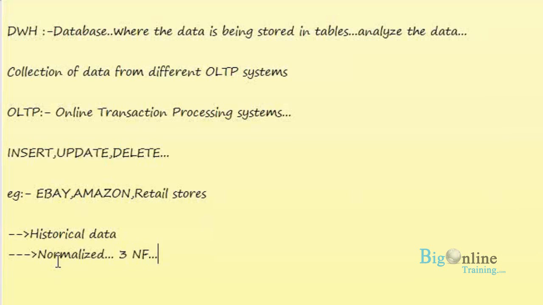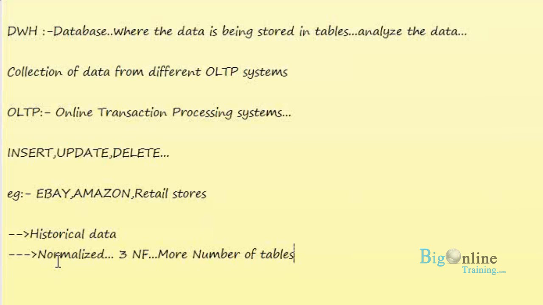The more you normalize the data, the more tables will be present in the system. When you have more tables, analyzing the data becomes complex, because you need to use complex joins. Analyzing the data is nothing but retrieving, or reading, the data from the database. So when you are reading, you have to make complex joins through the queries. So the OLTP system is not useful for analysis purposes.